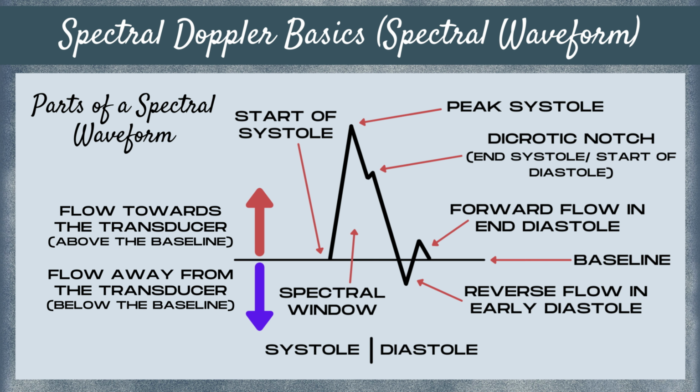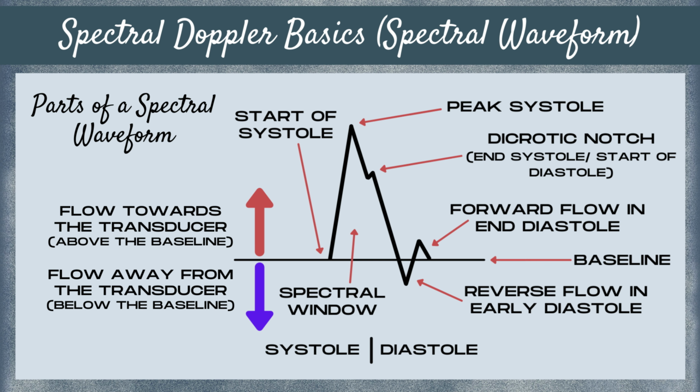Flow above the baseline is going to be flow towards the transducer, as long as the spectral Doppler invert key is not on. And flow below the baseline is going to be flow away from the transducer. The waveform is going to be split into 2 different halves. The first half of the waveform represents what's happening during systole, and the second half of the waveform represents what's happening during diastole. The waveform starts with a sharp upstroke, which culminates at peak systole.